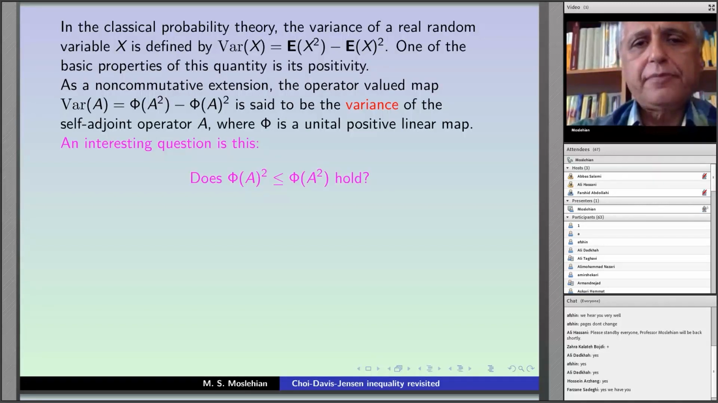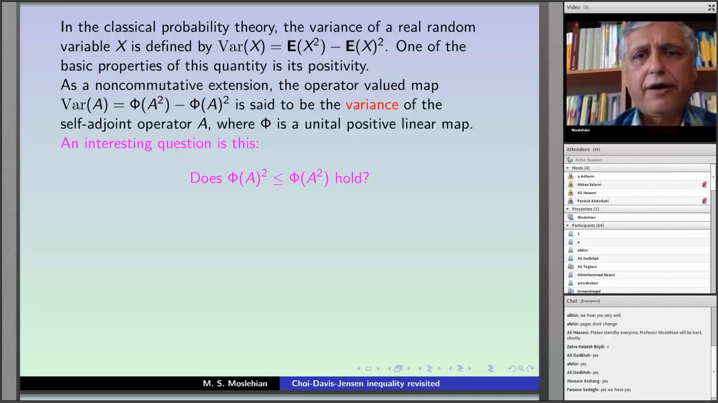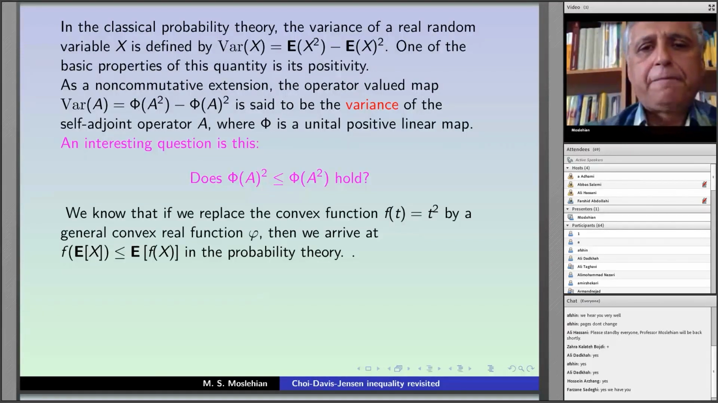An interesting question is this: is phi of A, squared, below phi of A squared? We know that when we are dealing with the convex function t squared, then it is true. This is called, in fact, the Kadison inequality.